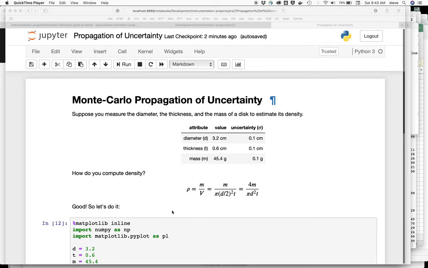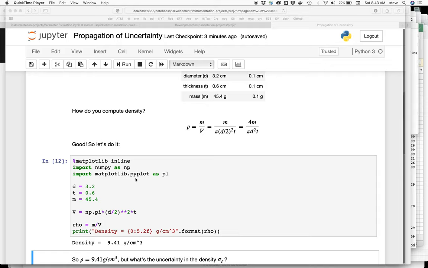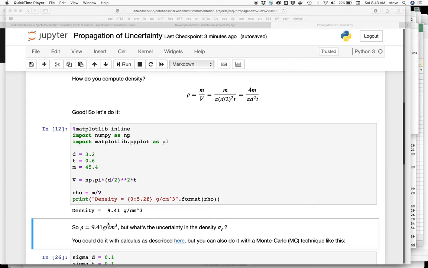Now, you know how to calculate density. It's mass divided by volume, and you know all about geometry, so you can work that out. You get a density that's expressed like this. So you jump in and calculate away. You put in the diameter, the thickness, and the mass, you calculate the volume, you divide the mass by the volume, and you get a density of 9.41 grams per centimeter cubed.